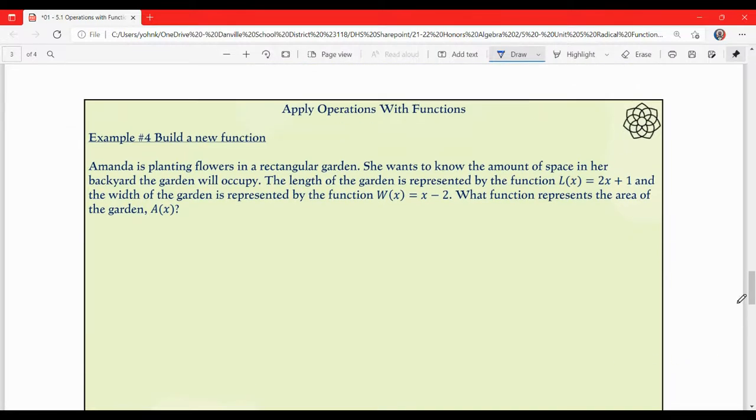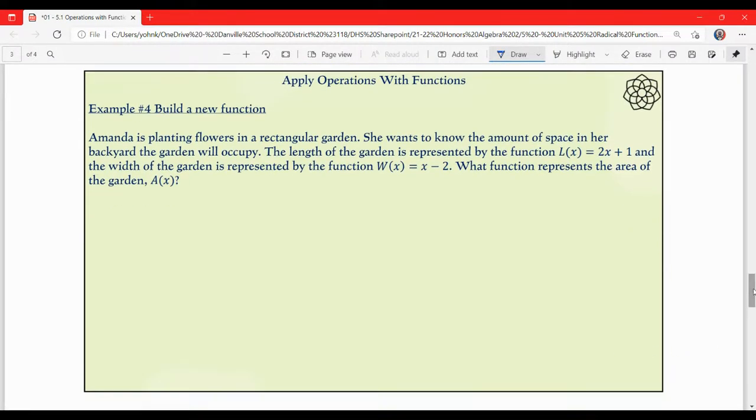Okay, here's a word problem. Don't freak out. It's pretty easy. Amanda is planting flowers in a rectangular garden. All right, so let's draw a rectangle. She wants to know the amount of space in her backyard the garden will occupy. The length of the garden is represented by the function 2x plus 1, and the width of the garden is represented by the function x minus 2. What function represents the area of the garden?